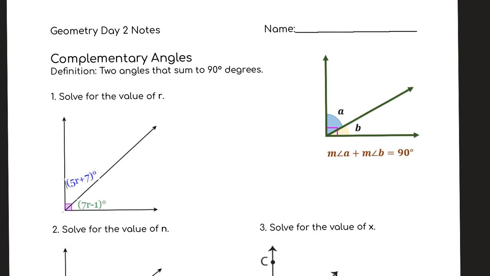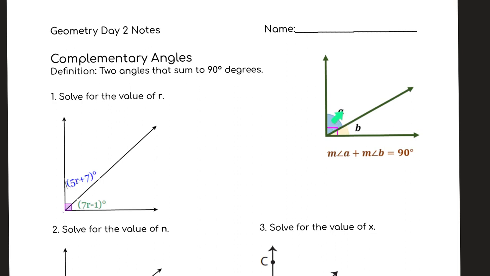Today we're going to talk about complementary angles, supplementary angles, and vertical angles. All right, the first thing we're going to start with are complementary angles. The definition is two angles whose sum adds up to 90 degrees.